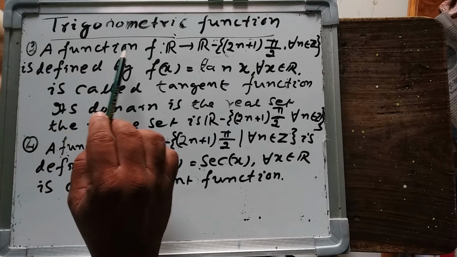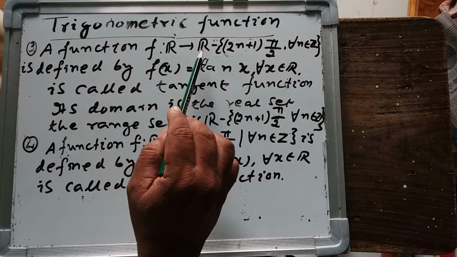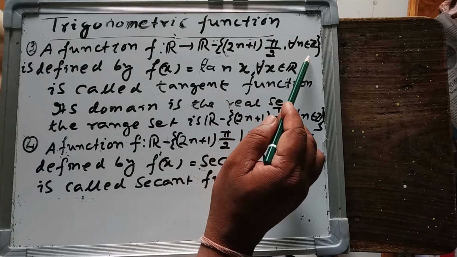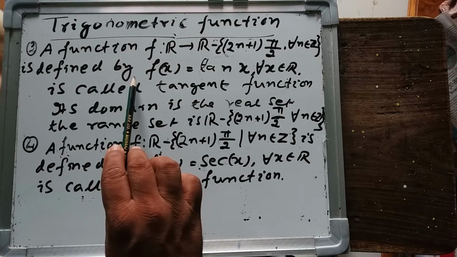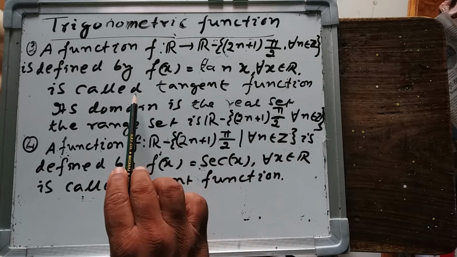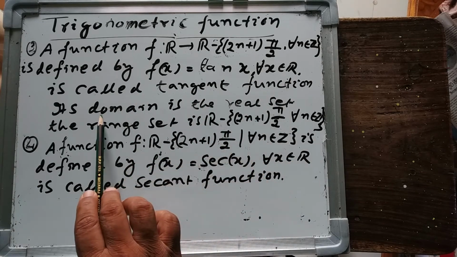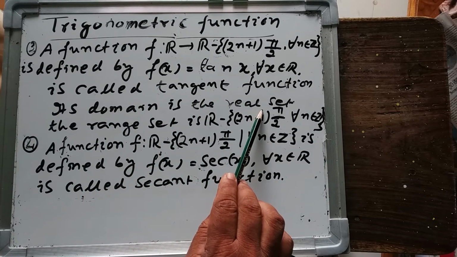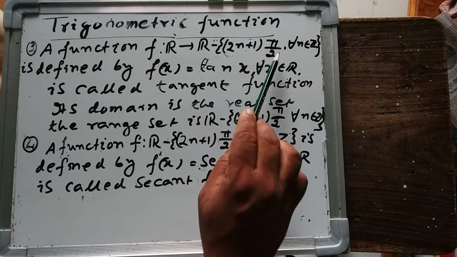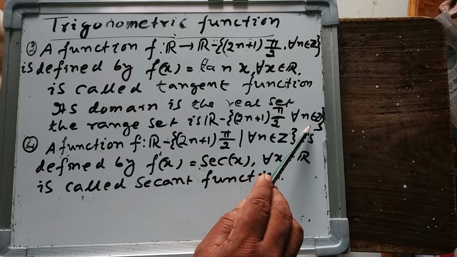A function f from the real set minus the collection of odd multiples of pi by 2, for all n belongs to Z, defined by f of x equals tan x for all x in the domain, is called the tangent function. Its domain is the real set R minus the odd multiples of pi by 2, and the range set is R.